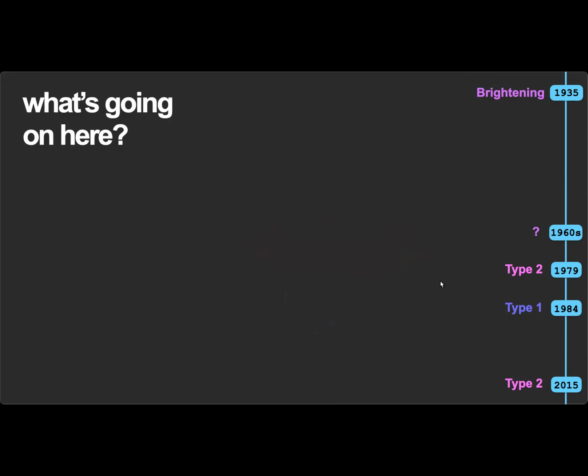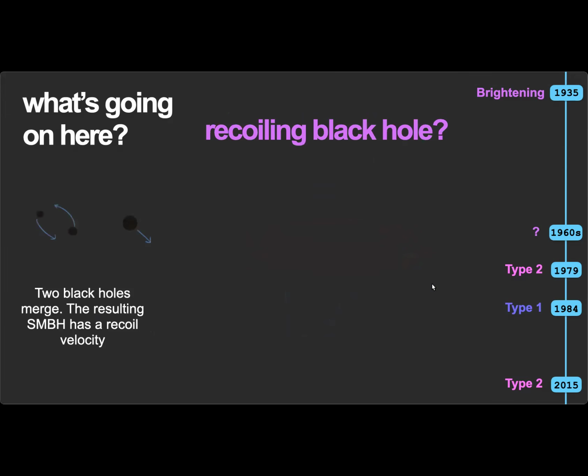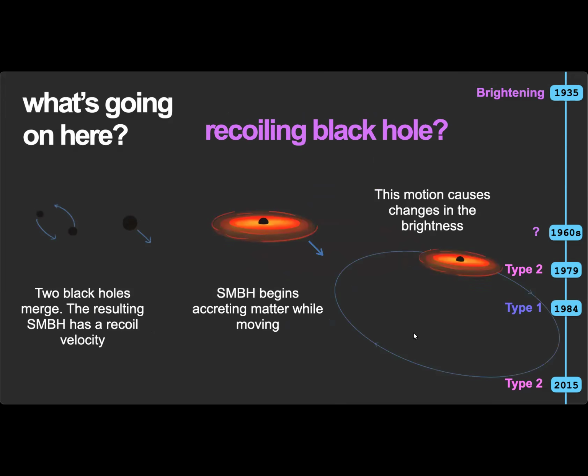Similarly, there's also been work suggesting that a recoiling black hole could cause something like this, where you have a black hole merger that's happened, and then the resulting merged black hole has a remnant kick, or an amount of energy left over from that collision, which causes it to have a recoil velocity within the center of the galaxy. And then you could have, theoretically, an accretion disk form around this recoiling black hole, which then kind of oscillates around the center of the galaxy.